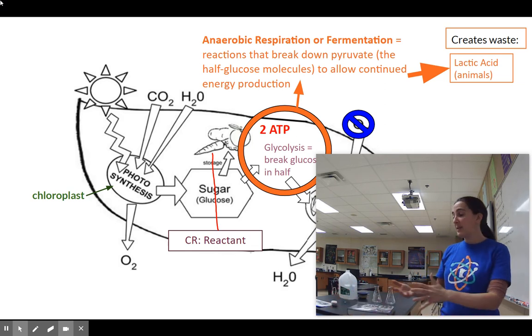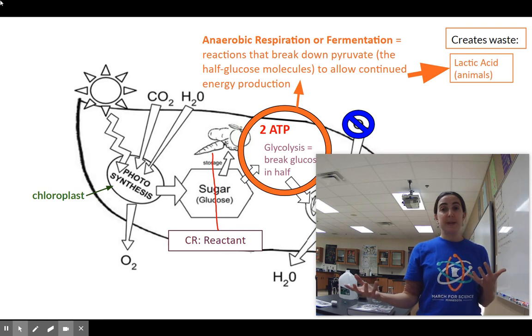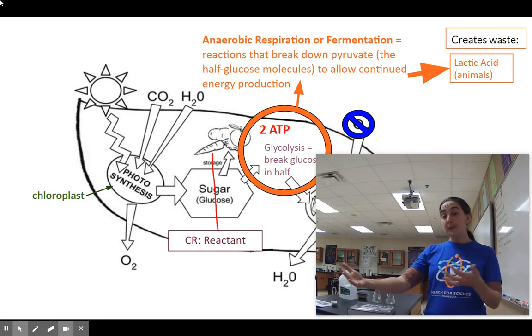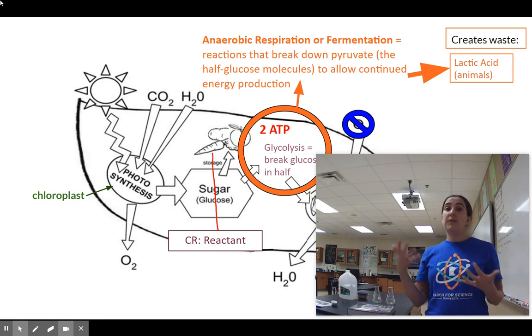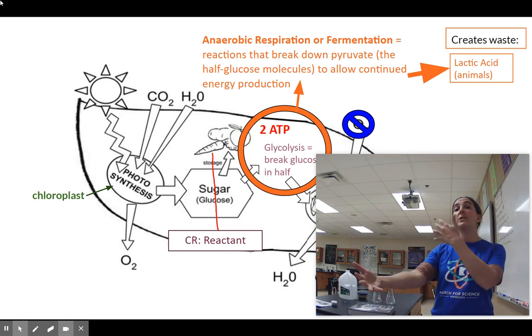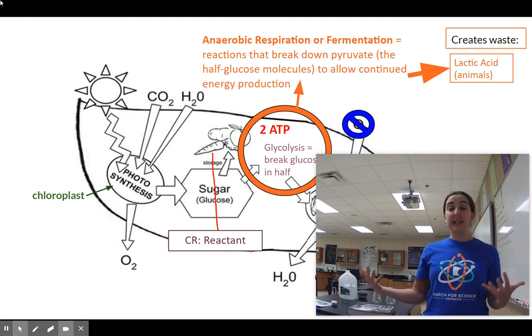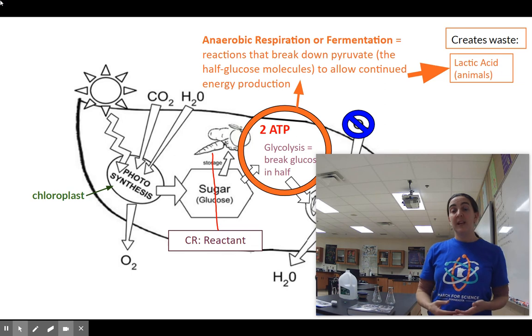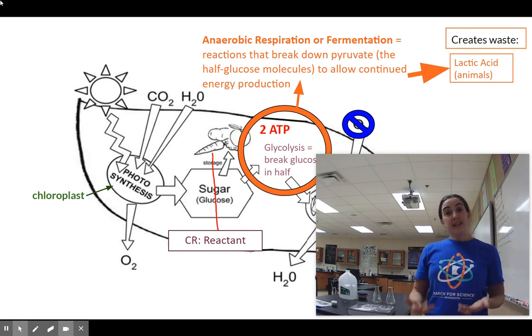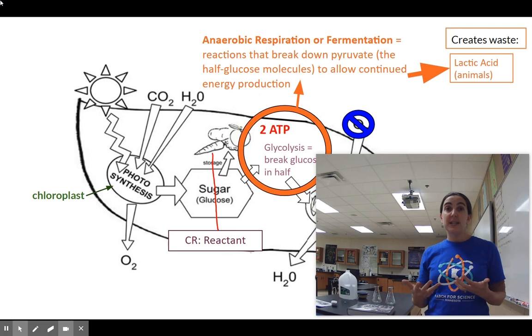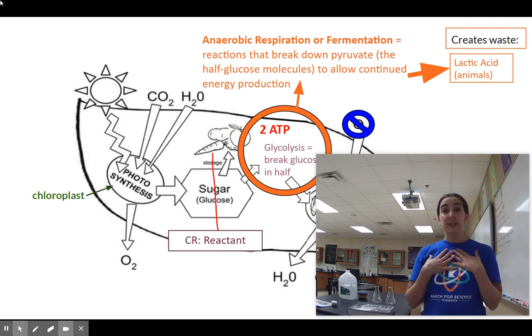That's why a lot of times after you've been lifting weights or doing some kind of exercise, it actually helps your muscles feel better if you go for a walk or go for a jog and do some aerobic respiration to help clear out that lactic acid. There are other types of anaerobic respiration or fermentation that are done by other types of living things. Lactic acid fermentation is the type that animals like humans do.